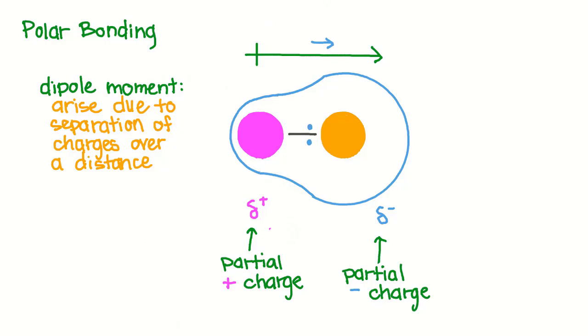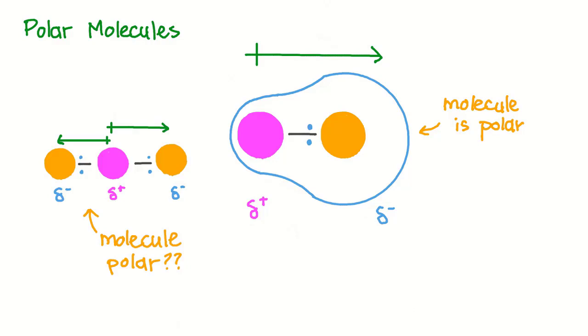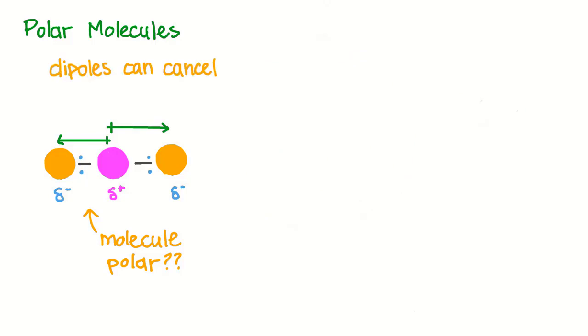So far we've been looking at molecules that have two atoms. So what effect does polar bonding have on molecules that are larger than that? Well, in our molecule with just two atoms, the polar bond makes the entire molecule polar. But when we have more atoms in a molecule, simply identifying whether or not there's polar bonds in the molecule isn't enough to tell us if the entire molecule is polar. This is because dipole moments can actually cancel each other out.